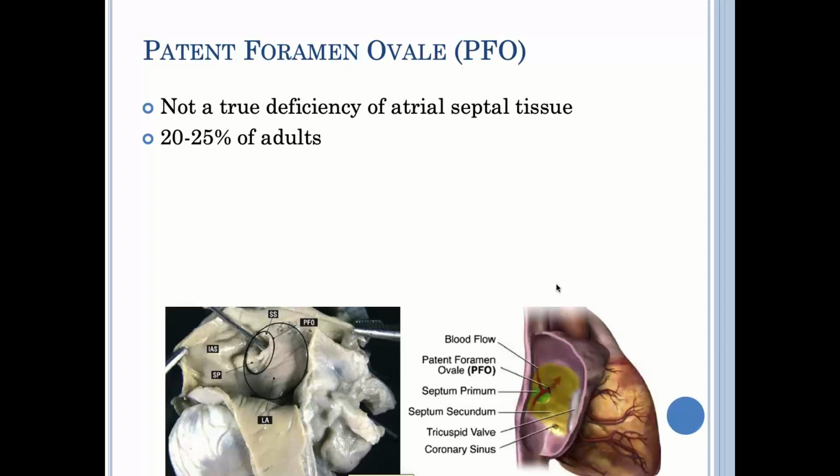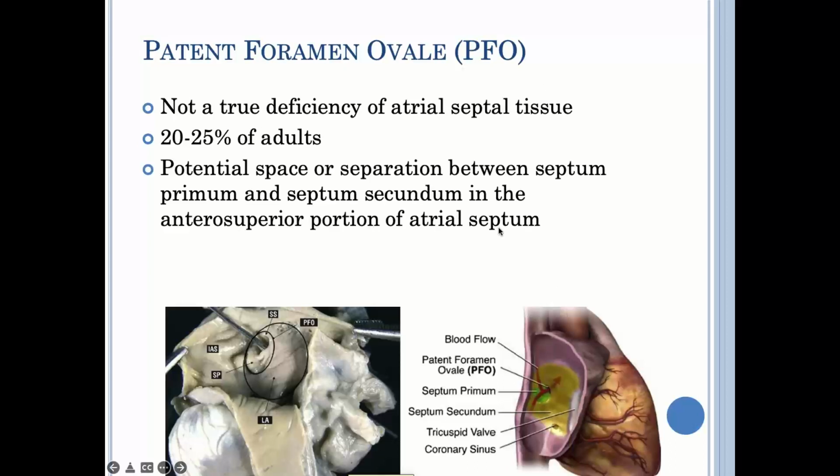They can happen in 20 to 25% of adult patients. And PFO is that potential space or separation between the septum primum and septum secundum. The two-dimensional views are a little bit difficult to illustrate this. I'll go over some echo images as well. But they can essentially be stretching of the membranes that allows the PFO to open, or there can be variations in pressure that allow that communication to open up.